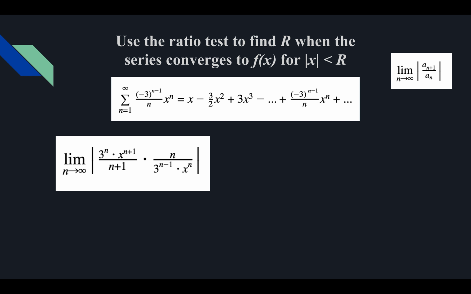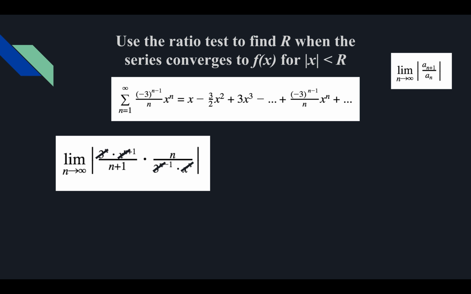So in the case of this series, we will take the limit as n approaches infinity of the absolute value of 3 to the nth times x to the n plus 1 over n plus 1 times the reciprocal, because we're dividing by the original series, which is n over 3n minus 1 times x to the nth. For the negative sign in the negative 3, we can disregard that because taking the absolute value of any negative number will always result in a positive number, so therefore the negative number will play no role.